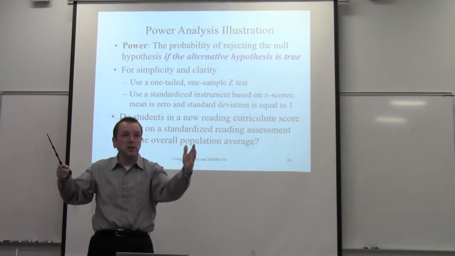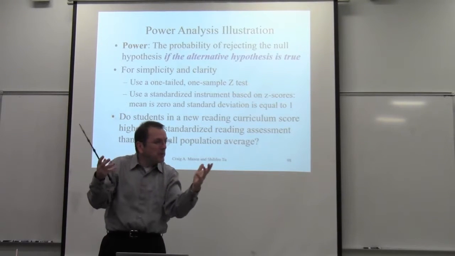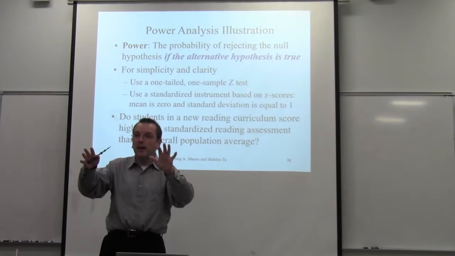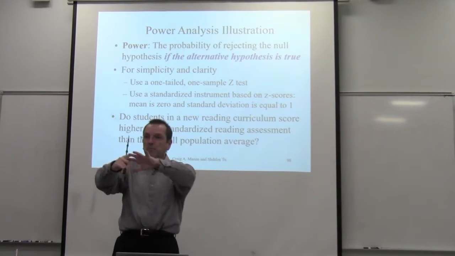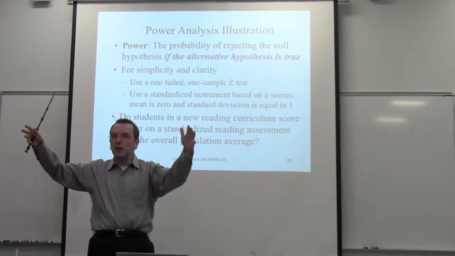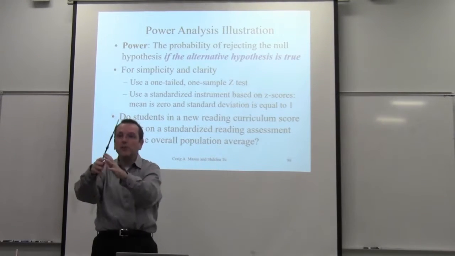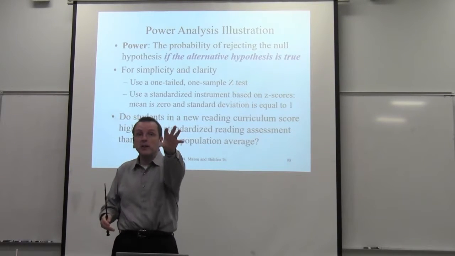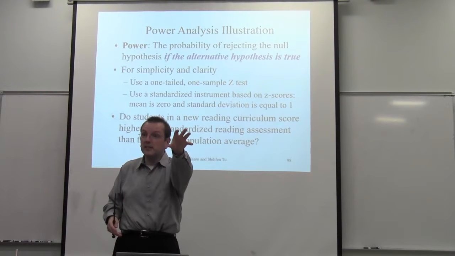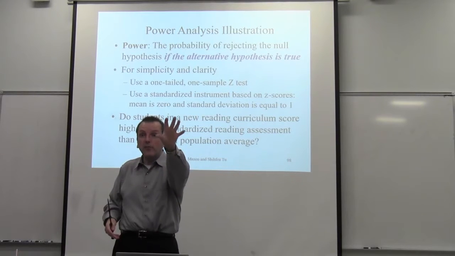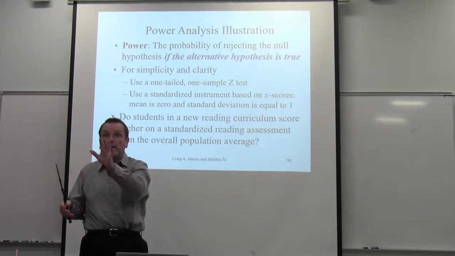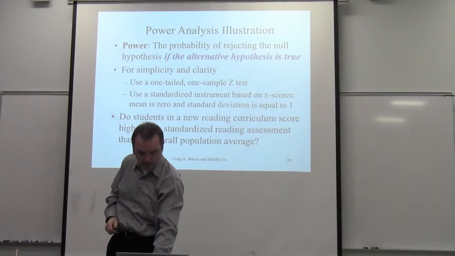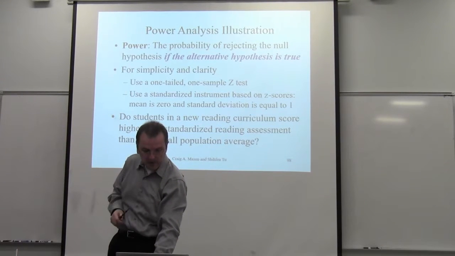So I'm working with some kids. You can see it's one sample. It's more of a limited design, but I know there's this instrument looking at reading ability. The average is 0. The standard deviation is 1. And I'm going to give a reading program to a subset, to some kids, and see if their scores are better than that average of 0 on our reading assessment.